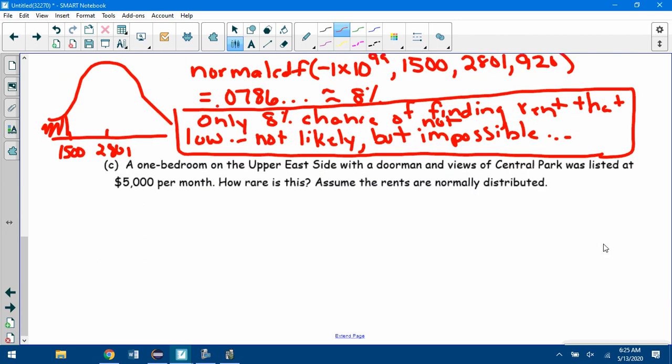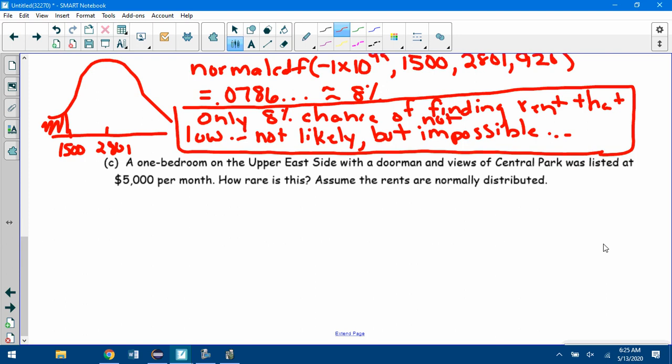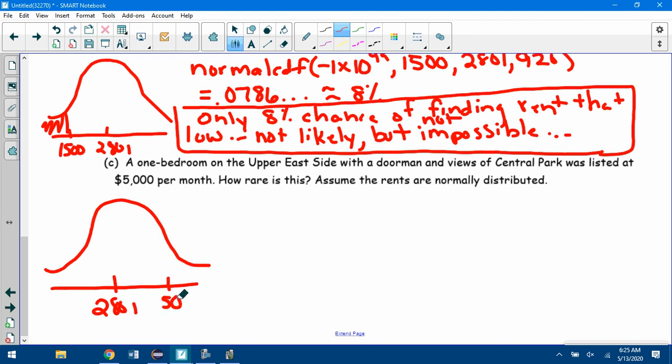And finally, a one-bedroom apartment on the Upper East Side with a doorman and views of Central Park is listed at $5,000 per month. How rare is this? So still assuming the rents are normally distributed. So 2801 is in the center. How rare is it to get something that expensive? If we're talking about that expensive, I'd be thinking more this way. It wouldn't be rare that it'd be 5,000 or less, but how rare is it to have that high of a rent? So 5,000 or more.